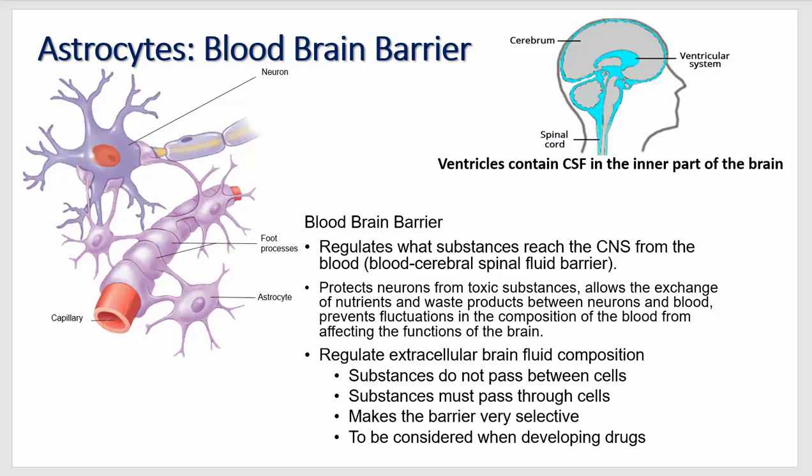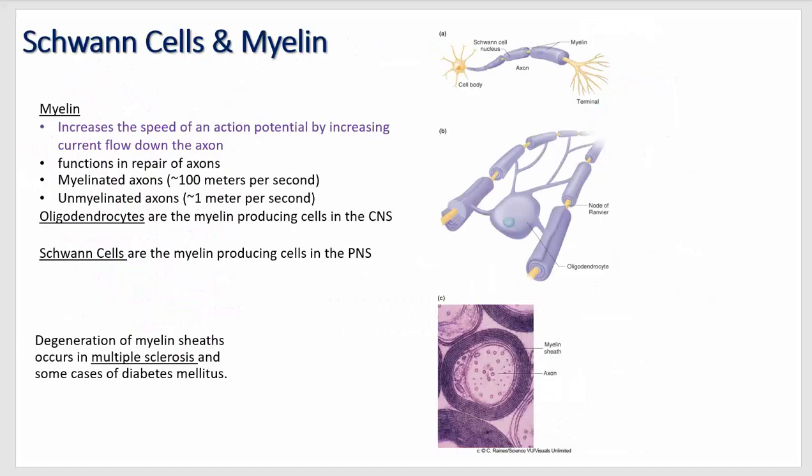So down here, they don't pass between the cells. We've got these tight junctions here, and they won't let anything through. So if there's a protein that wants to get into the brain, it has to go through the foot process of the astrocyte, and then move through the cell. They have to pass through the cell, which makes it very selective, and this is something to be considered when developing drugs. If things are a little more hydrophobic, or lipid soluble, a lot of times those can pass through more readily, but otherwise it's pretty specific as to what it lets through.